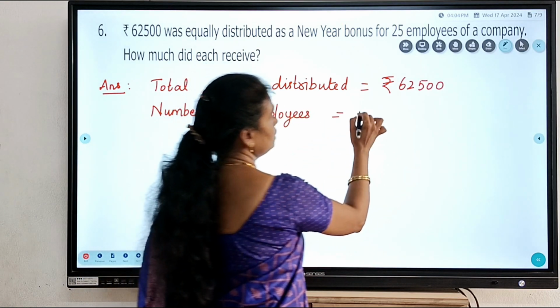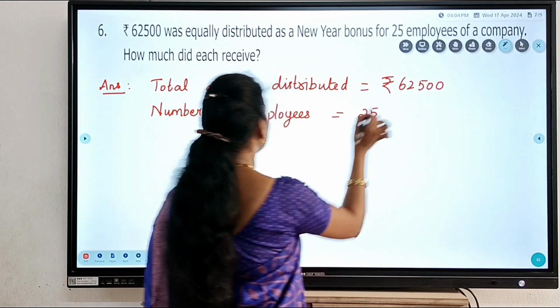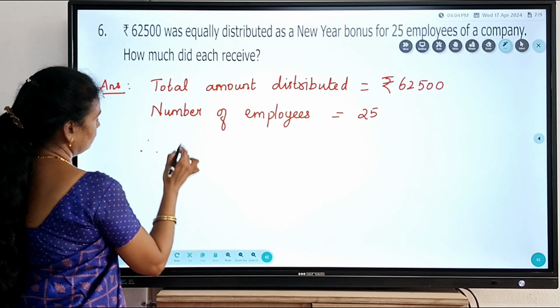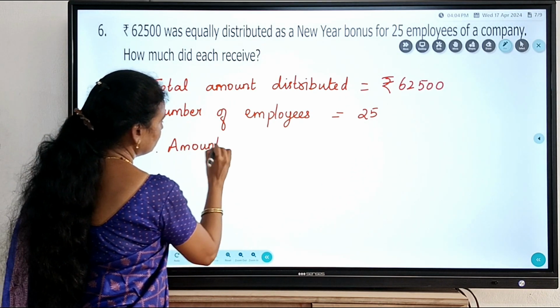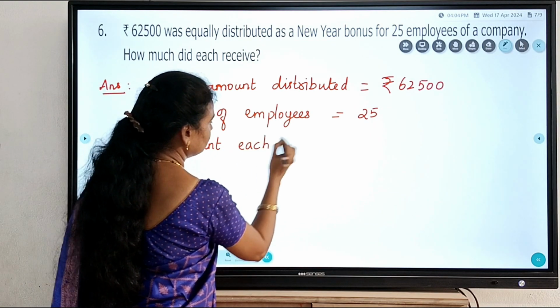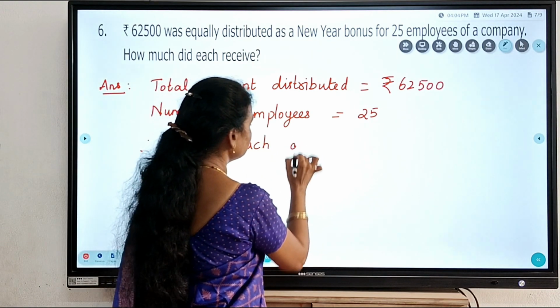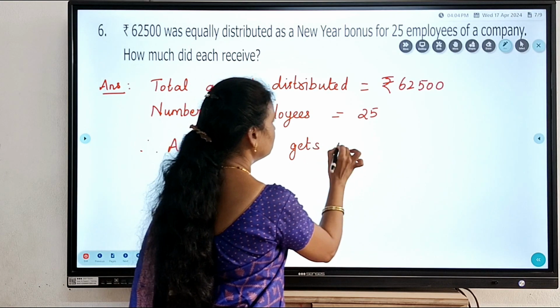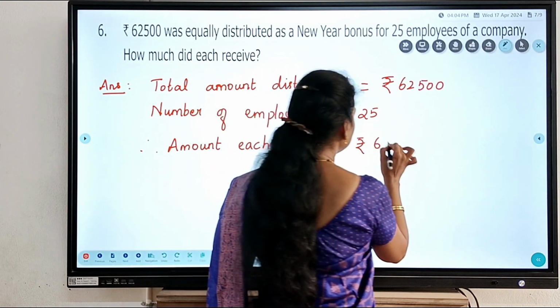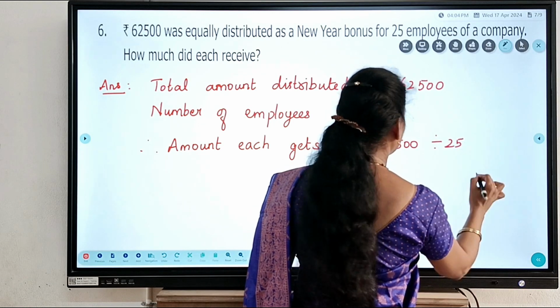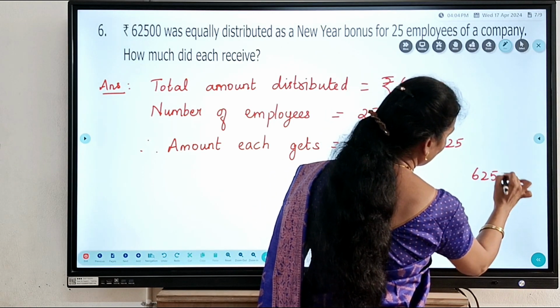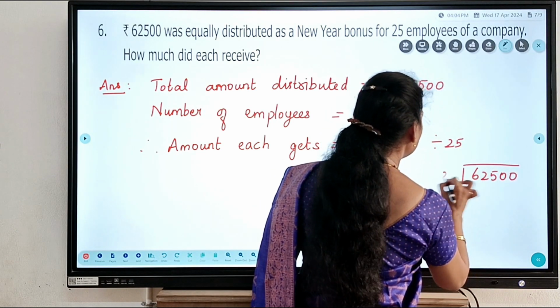Number of employees is equal to 25. Therefore, each employee will get how much amount? That is equal to rupees 62,500 divided by 25. So 62,500 divided by 25.